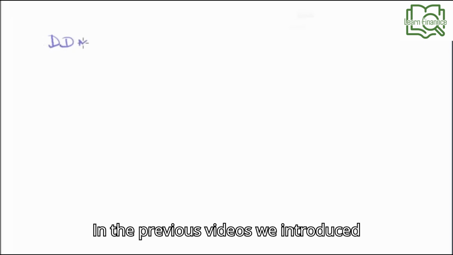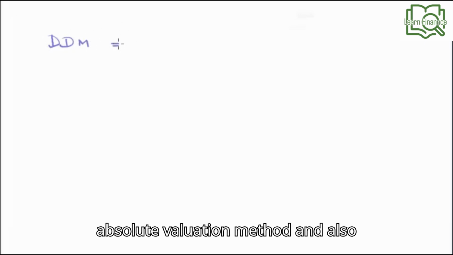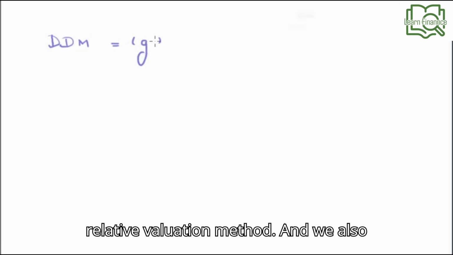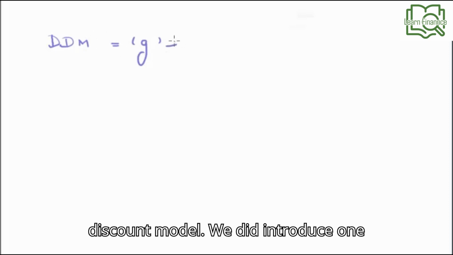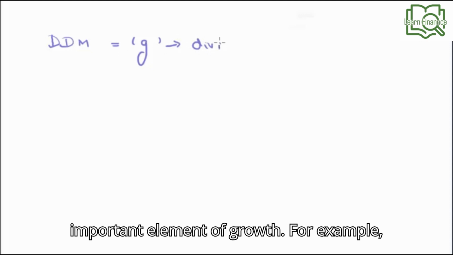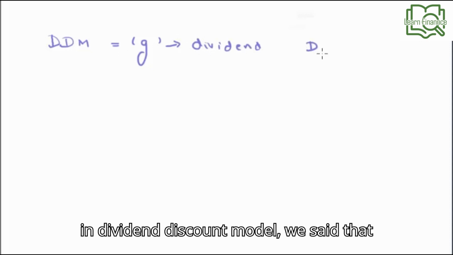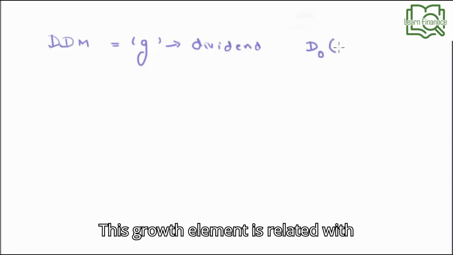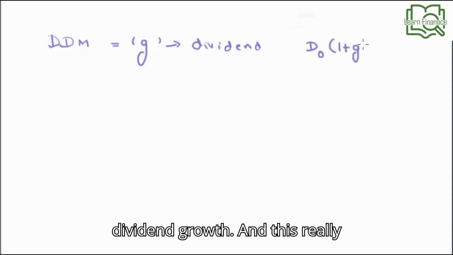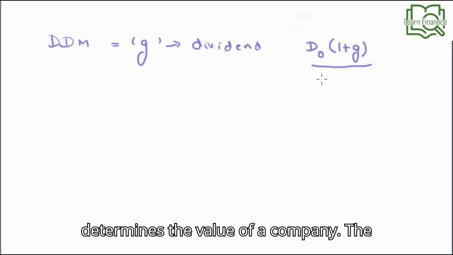In the previous videos, we introduced absolute valuation method and also relative valuation method, and we also discussed in detail regarding dividend discount model. We did introduce one important element of growth. For example, in dividend discount model, we said that there is a growth element on dividend. This growth element is related with dividend growth, and this really determines the value of a company.